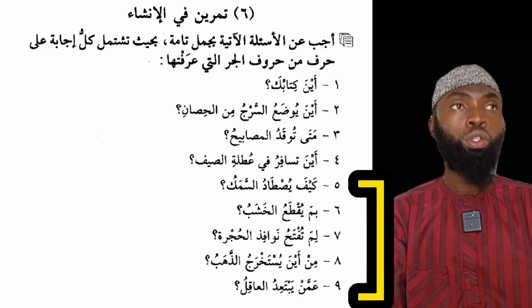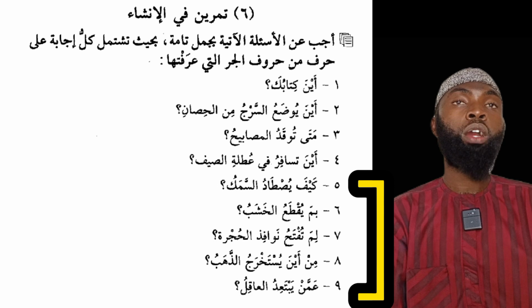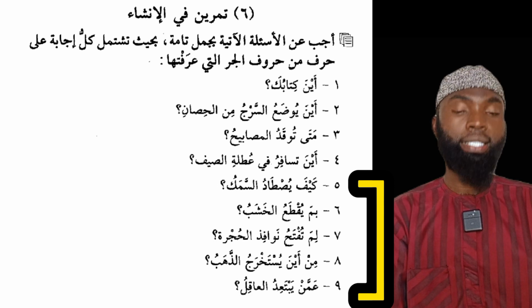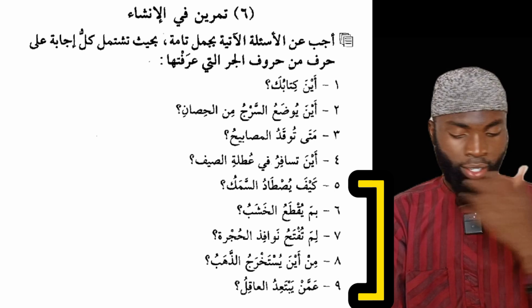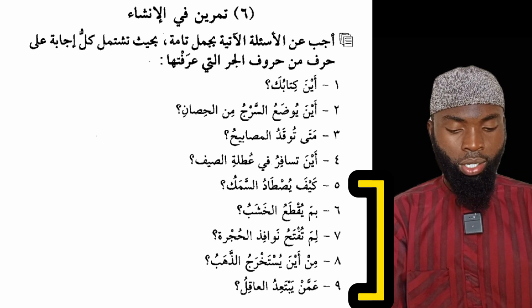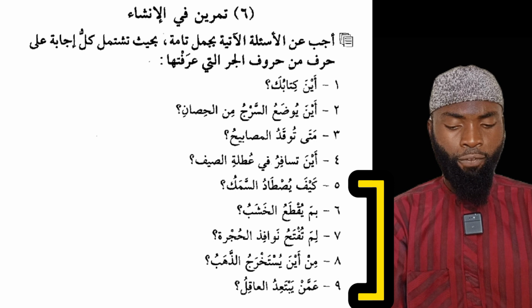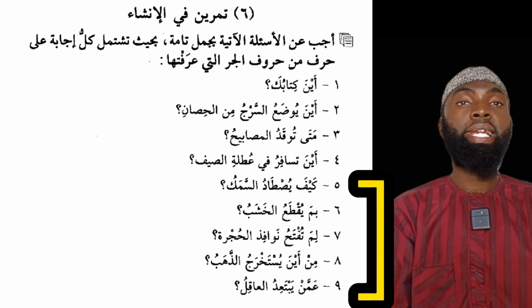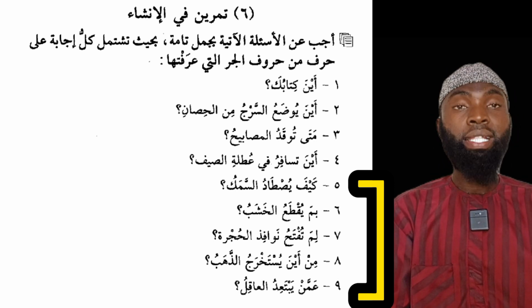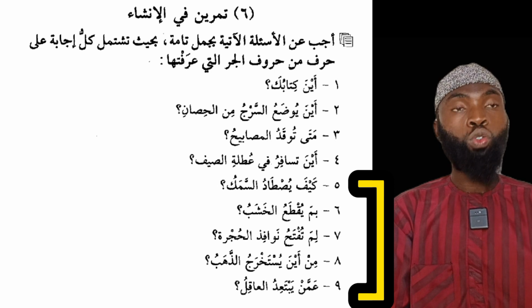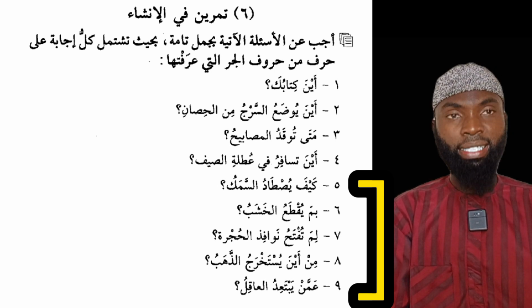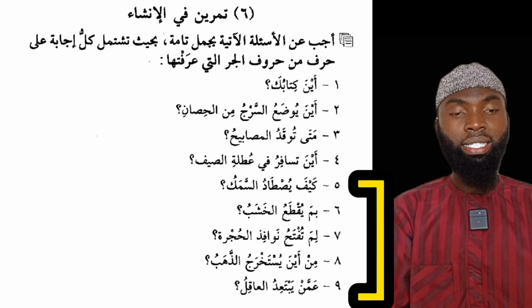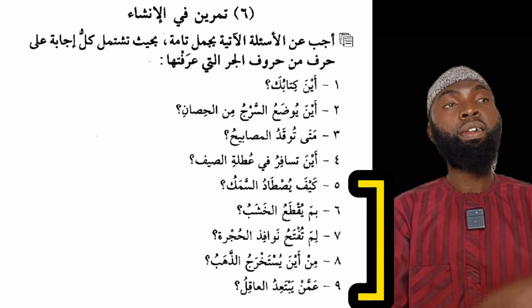Next, we have Yuqtau al-khashab. With what is the wood cut? We can say yuqtau al-khashabu bil mishari. The wood is cut with a saw. Number seven, lima tuftahu nawafidul hujrati. Why are the windows of the room opened? Tuftahu nawafidul hujrati liyatajaddada hawa'uha, so that the air will become refreshing.